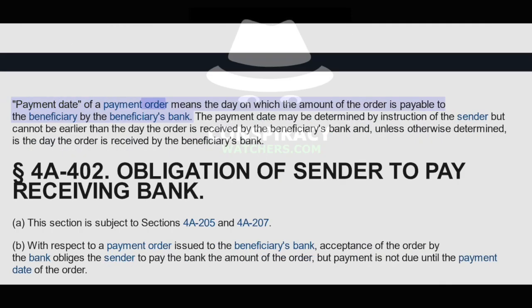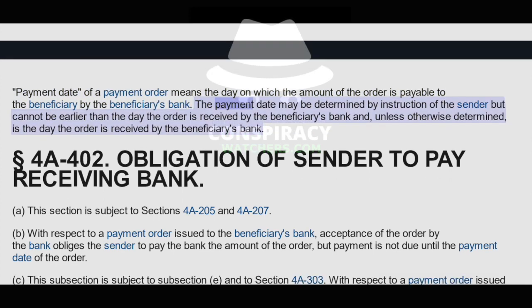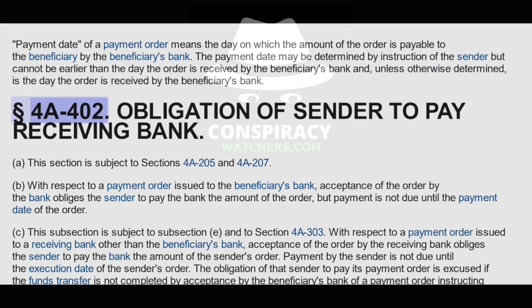Payment date of a payment order means the day on which the amount of the order is payable to the beneficiary by the beneficiary's bank. The payment date may be determined by instruction of the sender but cannot be earlier than the day the order is received by the beneficiary's bank and, unless otherwise determined, is the day the order is received by the beneficiary's bank. Section 4A402. Obligation of sender to pay receiving bank.